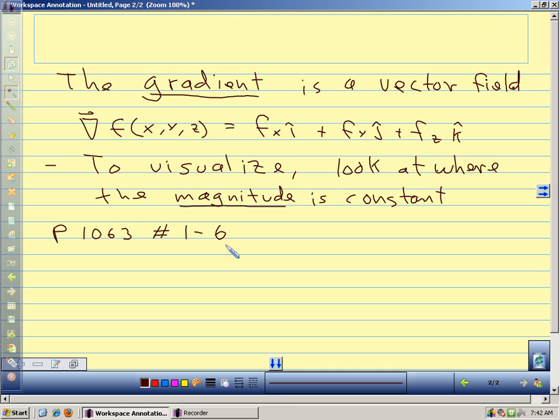So for the first one. No, we're not ready yet. Not ready?